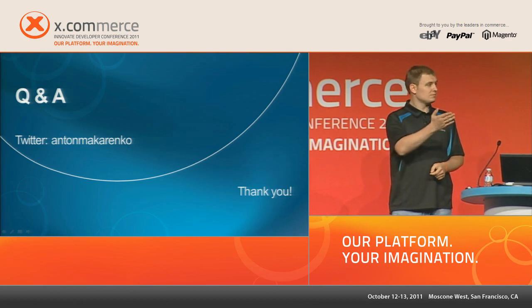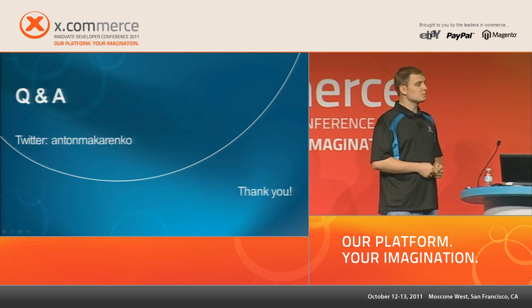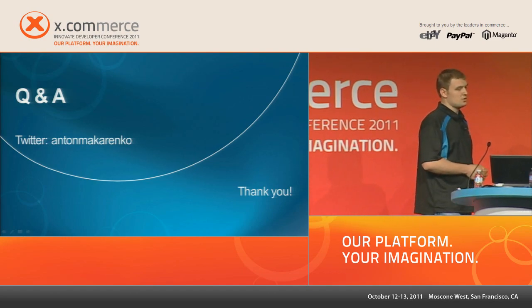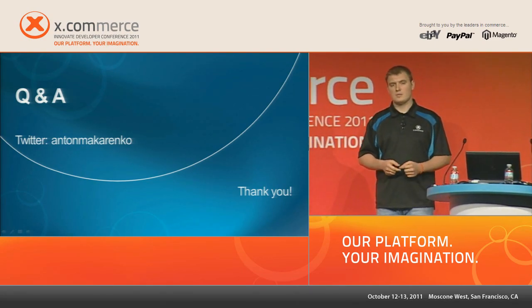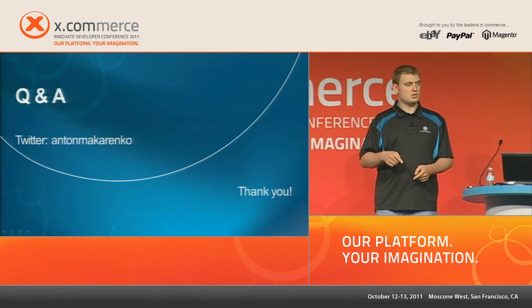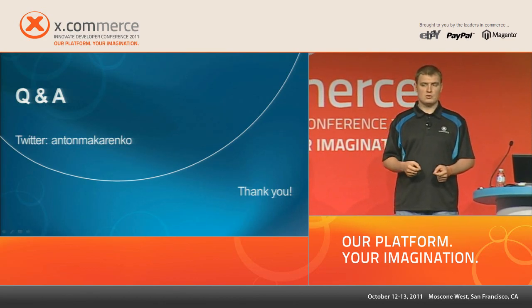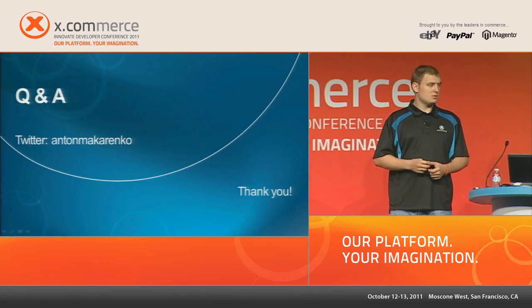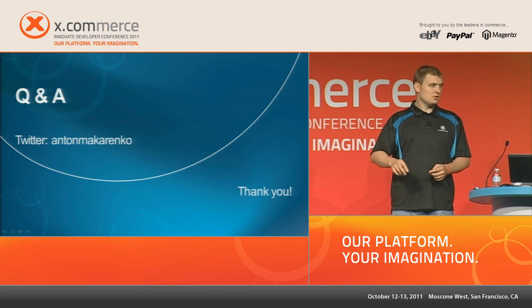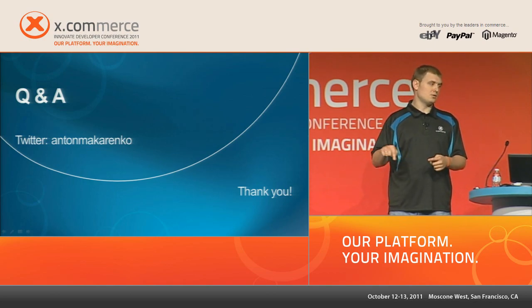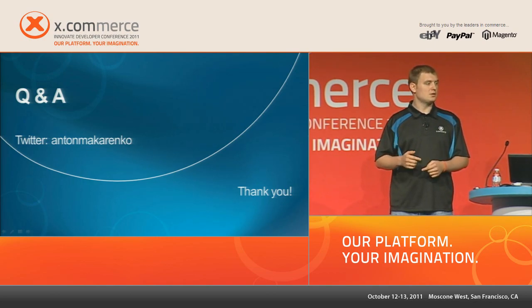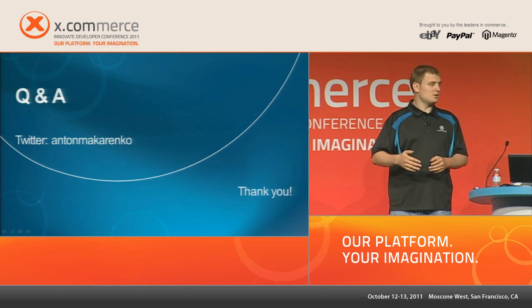Question from Twitter: is there any reason why the class names start with Magento underscore instead of Mage underscore? We use Mage underscore in the application, and Magento underscore is the new library. So it probably will replace Varien underscore. Normally they are located in the lib folder.